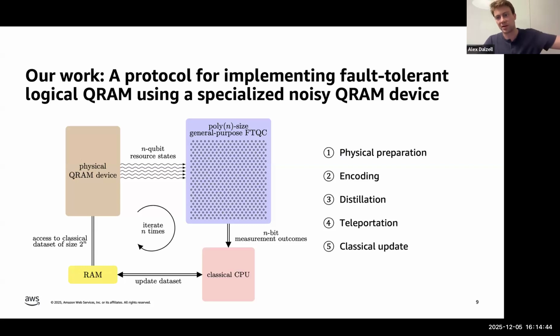The protocol will then consist of several steps, which we repeat iteratively. So there's going to be preparation of resource states, encoding of resource states, distillation of resource states, and then teleporting those resource states into the computation and performing a correction, which we do classically, and then iterating. So I'll explain all these things now.